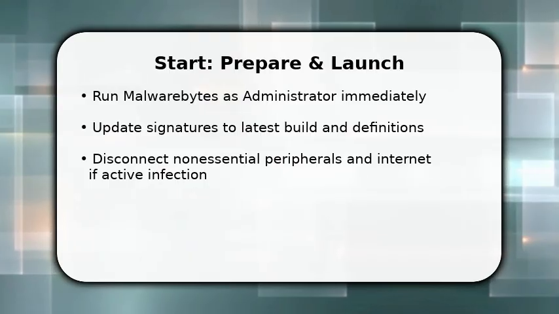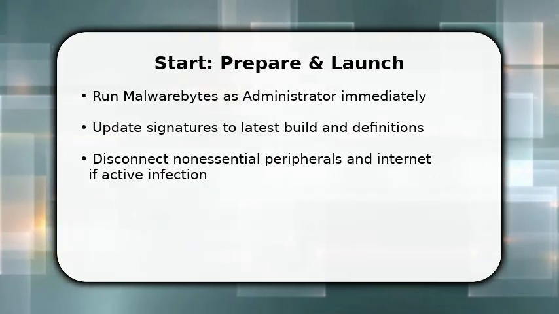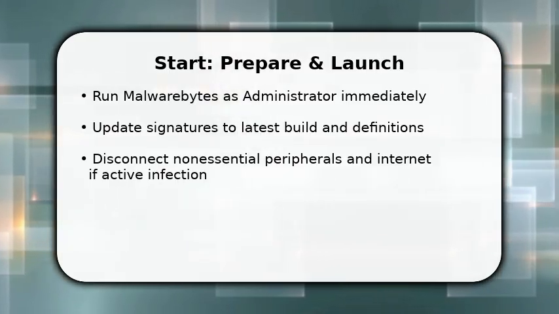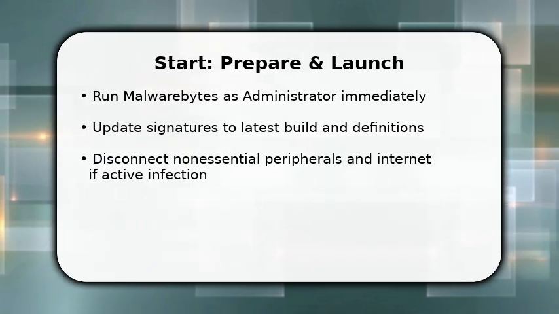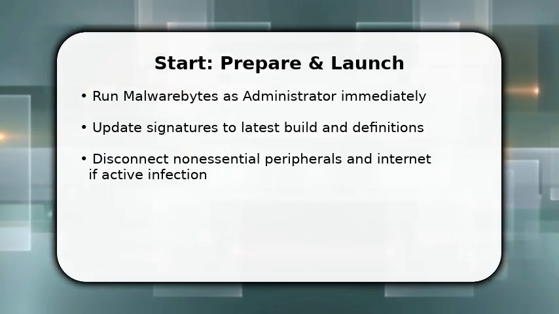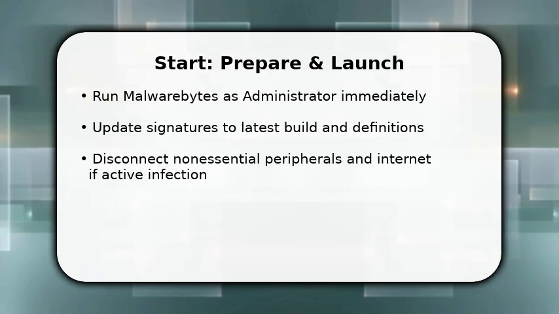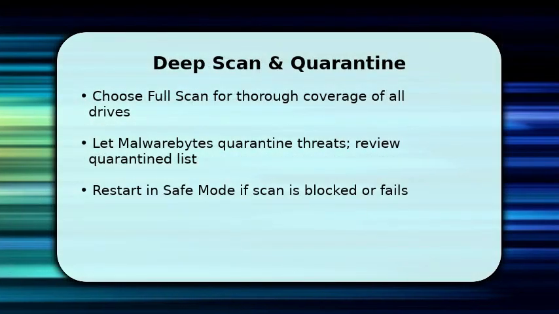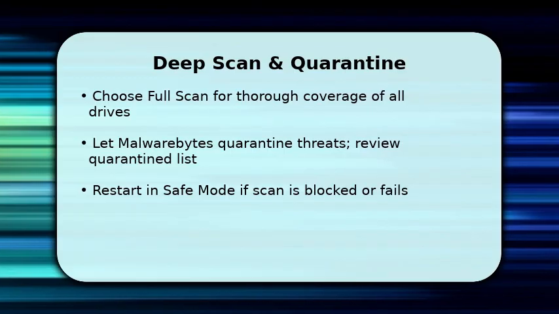While the update runs, enable detection of potentially unwanted programs and set scan type to targeted or full depending on time and severity. Do this now so the software has the best chance to find the virus. You now kick off a full scan to sweep all drives and memory. This is where Malwarebytes locates rootkits and hidden payloads.